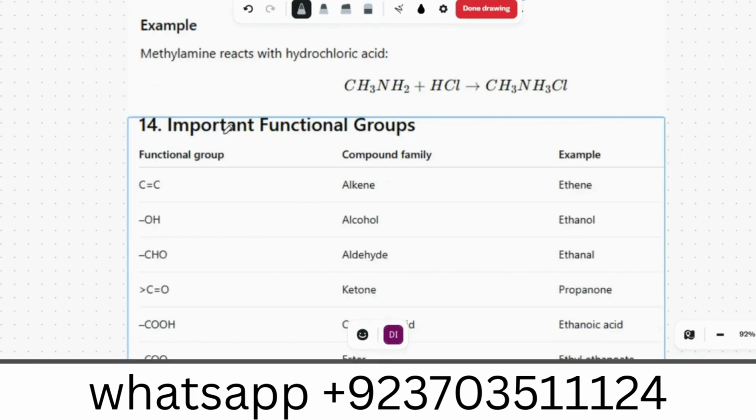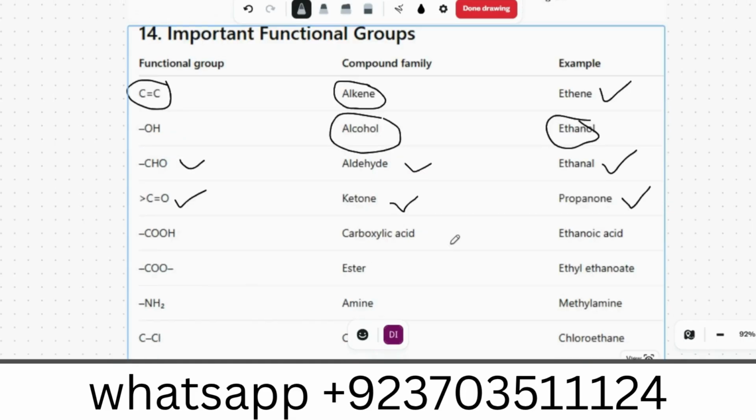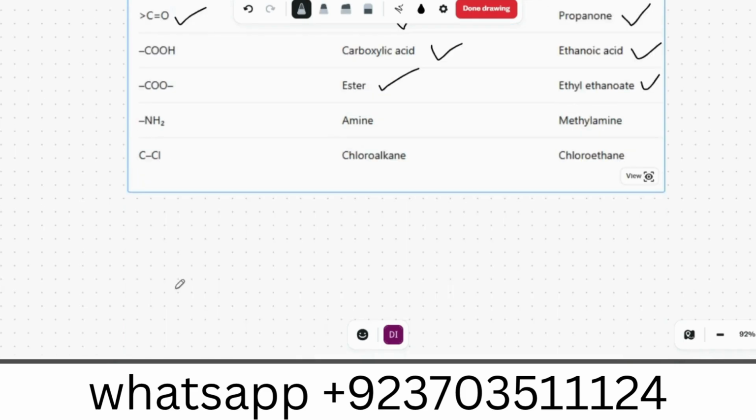Important functional groups. First is C=C, called alkenes, and an example is ethene. OH groups are called alcohols, for example ethanol that we use in cars. CHO is aldehydes, and the example is ethanal. C=O is ketone, and an example is propanone. COOH is carboxylic acid, and an example is ethanoic acid. COO, with bonds on both sides, is called an ester, for example ethyl ethanoate.